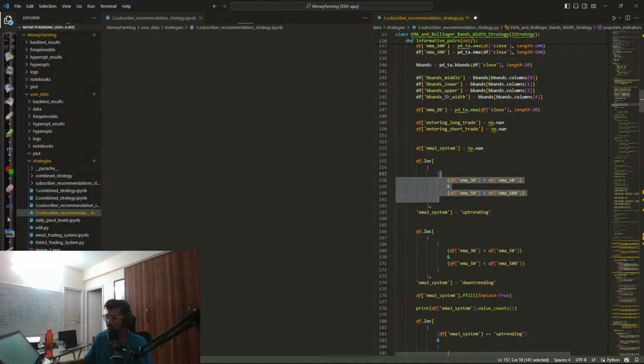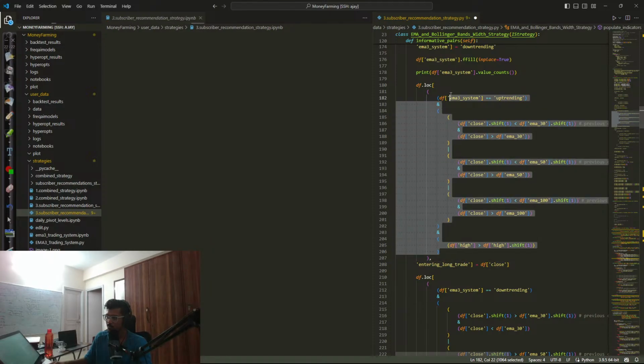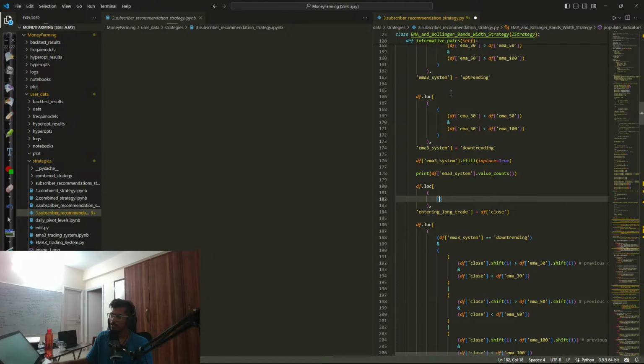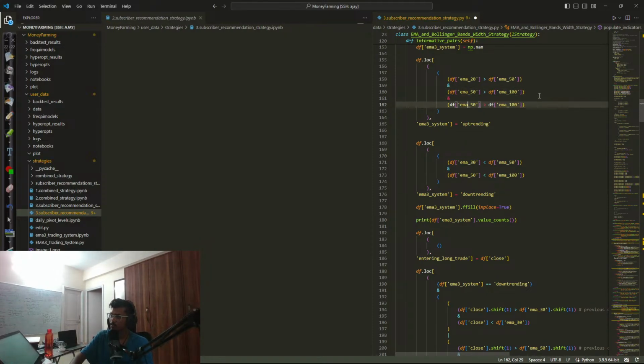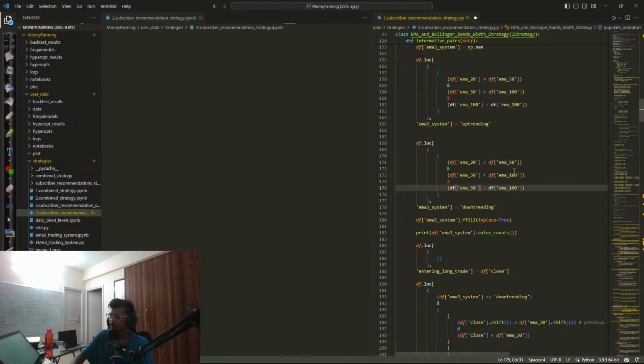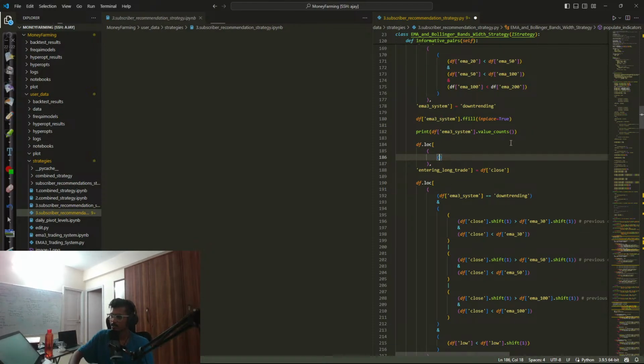Now let's populate the conditions. Here, long trade. What I want to do on the long trade is: when the 20 is greater than 50, and 50 is greater than 100, and 100 is greater than 200, then it's an uptrending market. If we reverse this, then that's a downtrending market, and I have already done that. So in this system, we want to first check if we are in an uptrend.